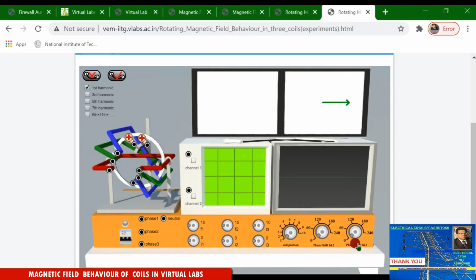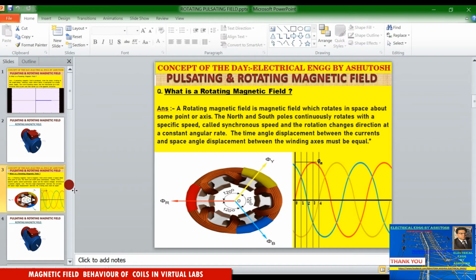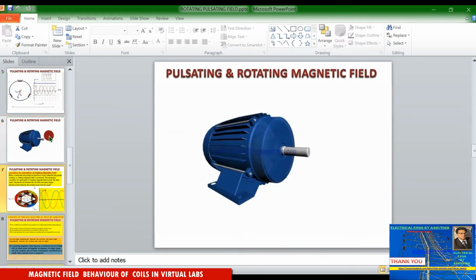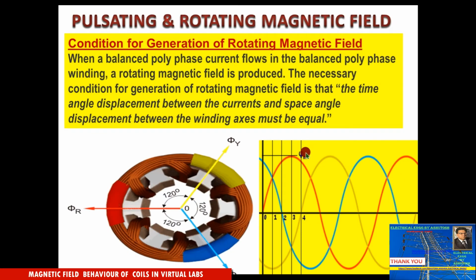So what happens guys, here we will go to our PPT. Here you can see a very important point: how rotating field is produced. You can see what are the conditions for generation of rotating magnetic field.